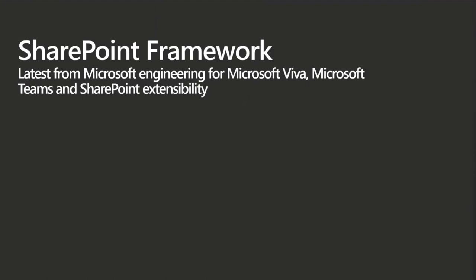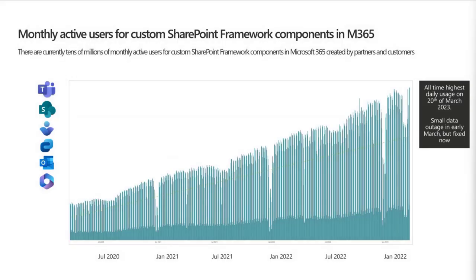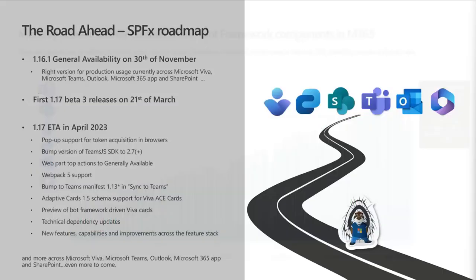Then we go to the SharePoint framework. Now, on the SharePoint framework side, just to call out, we had a small data outage pretty recently on the stats. That's the interesting bump on the top right and left corner. But all-time highest usage is currently on the 20th of March, which is great. It's awesome to see the continuous growth worldwide where SPFx is being used across the Microsoft 365. So not only on SharePoint, but also on Microsoft Teams and in Microsoft Viva. Let's go to the following slide.